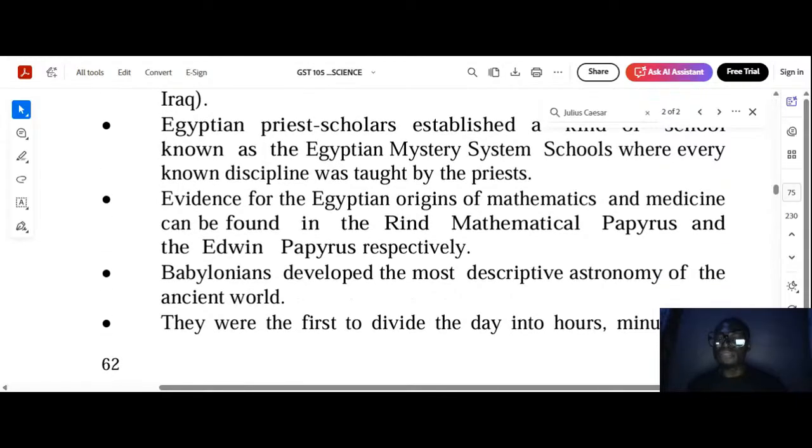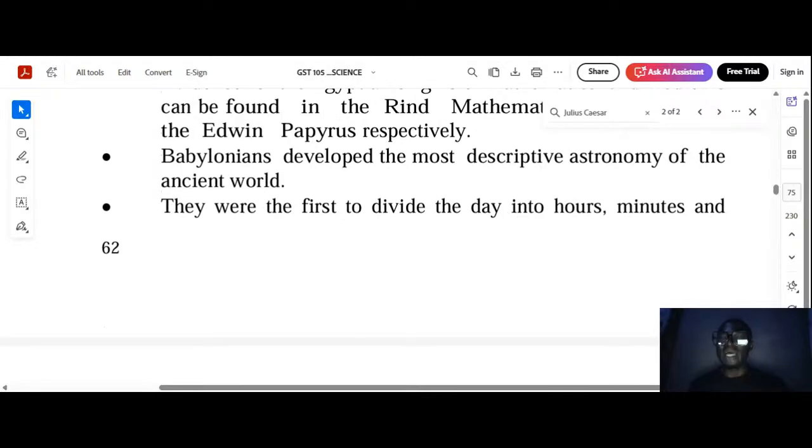Evidence of the Egyptian origins of mathematics and medicine can be found in the Rhind mathematical papyrus and the Edwin Smith papyrus respectively. Babylonians developed the most descriptive astronomy of the ancient world. They were the first to divide the day into hours, minutes.